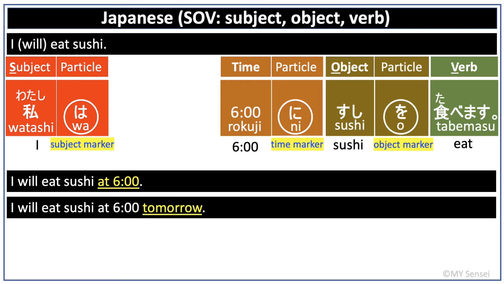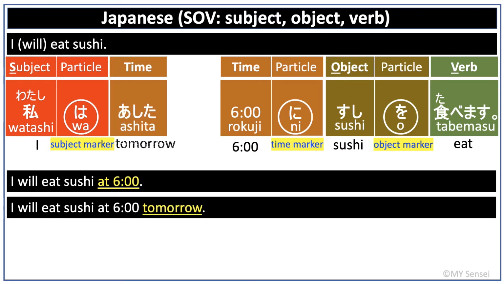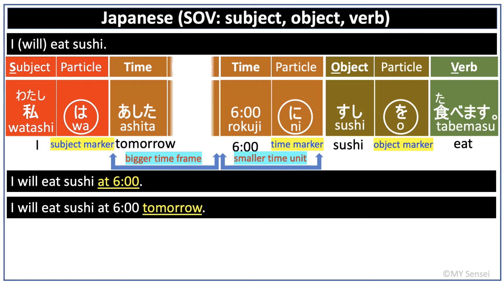I would eat sushi at 6 o'clock tomorrow. Then we will need to add tomorrow here. That is, 私は明日6時に寿司を食べます. Please note if there are two time words, the bigger time frame will go first and then the smaller time unit follows. After 明日, we can also add no, which means tomorrow's 6 o'clock. However, this no is actually optional.